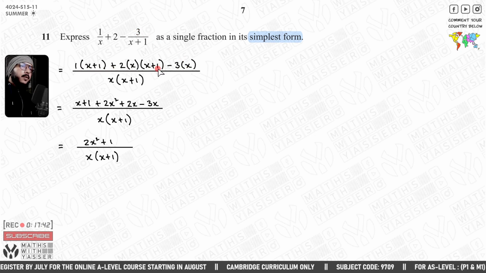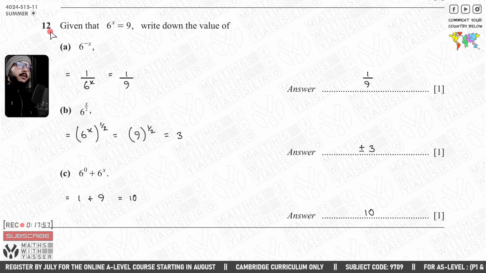After expanding the brackets, we get x plus 1 plus 2x squared plus 2x minus 3x. Simplifying this, we get 2x squared plus 1 over x times x plus 1. Question number 12.